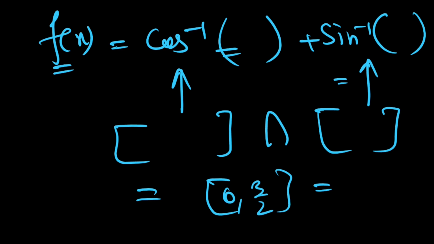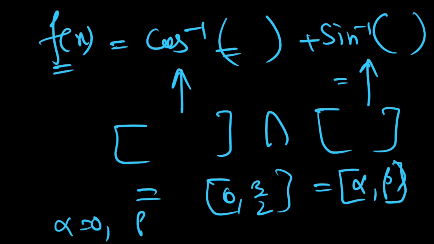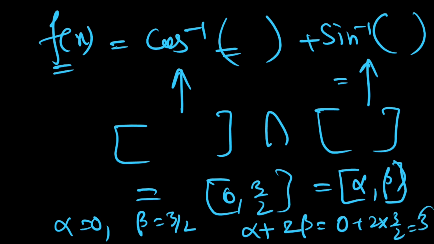In the question it is given alpha and beta. From here we get alpha is equal to 0 and beta is equal to 3 by 2, and the question asks what is the value of alpha plus 2 beta, that is 0 plus 2 times 3 by 2, which is equal to 3. So this is the answer.